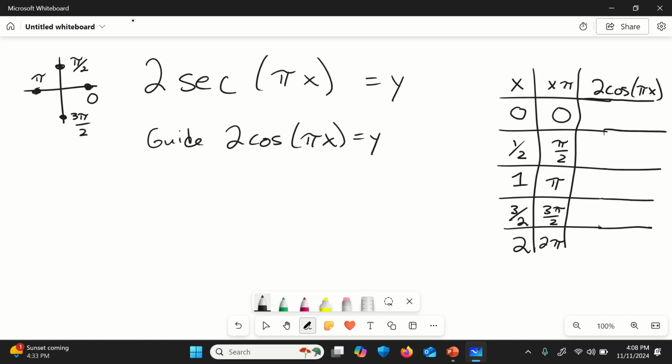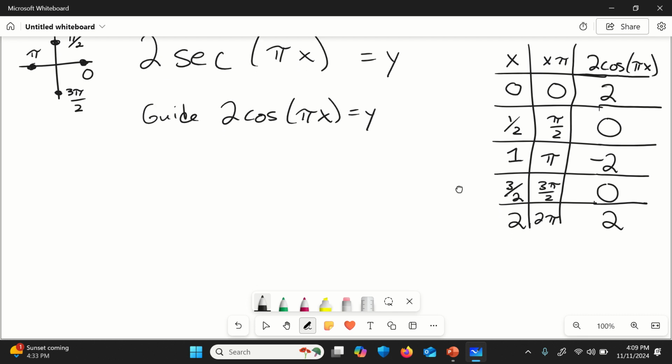So next, we fill in the last column of the table by taking the cosine of pi x and multiplying times 2. So the cosine of 0 is positive 1. 1 times 2 is 2. The cosine of pi over 2 is 0, because it's the x coordinate for that angle. So 0 times 2 is 0. The cosine of pi is negative 1. Negative 1 times 2 is negative 2. The cosine of 3 pi over 2 is the x coordinate for that point on the unit circle, which is 0, and 0 times 2 is 0. And then lastly, 2 pi. The cosine of 2 pi is 1. 1 times 2 is 2. So we have enough information to draw the guide function's graph.